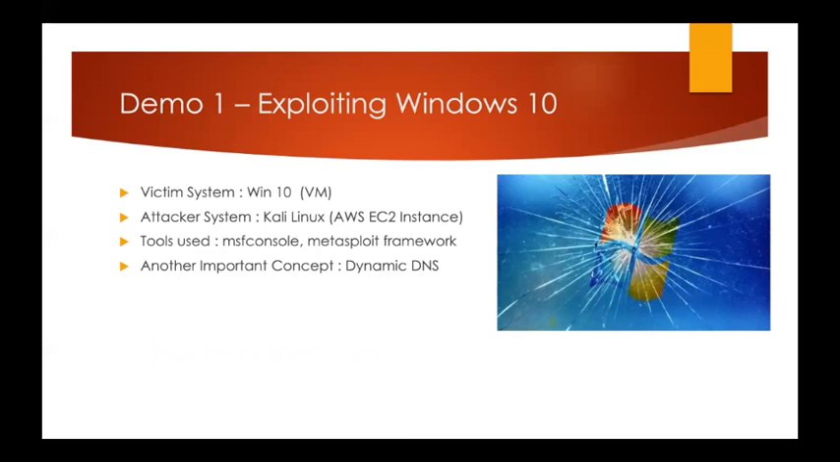So demo 1 is about exploiting Windows 10. So here I'll be using the victim system, Windows 10, which is in my virtual machine. The attacker system will be Kali Linux, which is hosted on an AWS EC2 instance. The tools that will be used are MSF console and Metasploit framework. MSF console will be used to create a payload, and Metasploit framework will be used to take advantage of or exploit that vulnerability, which we'll be injecting. There is another concept of dynamic DNS that comes into the picture. To explain that, I'll go to my AWS console, and then I can show my demo.